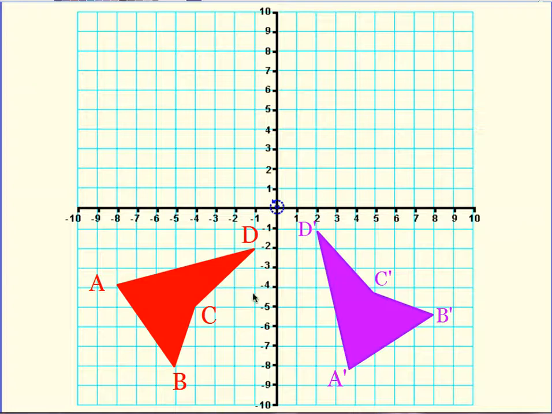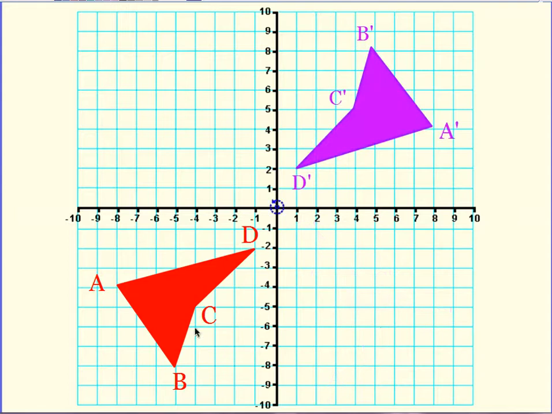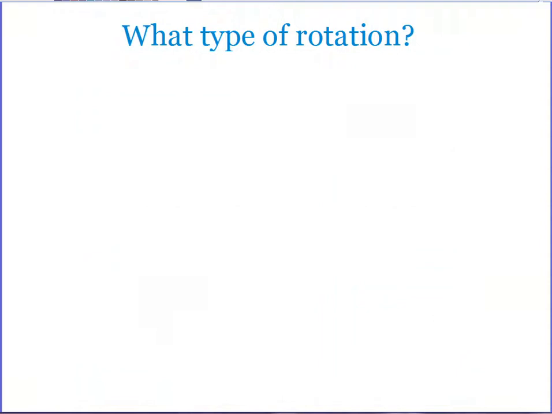This one, looking at the pre-image and the image, went 90-degree counterclockwise. And when you move or rotate 2 quadrants over, that's got to be a 180-degree rotation. Whether you go clockwise or counterclockwise, it's going to be the same. Sometimes you'll be asked to identify the type of rotation based on coordinates only, and that's where your arrow notation is going to come into play and be really helpful.